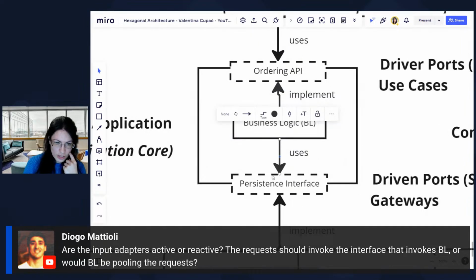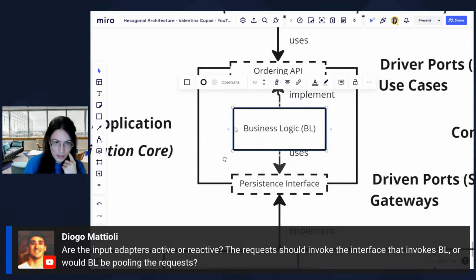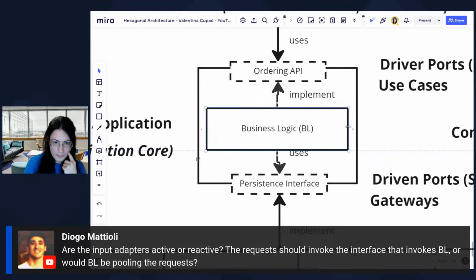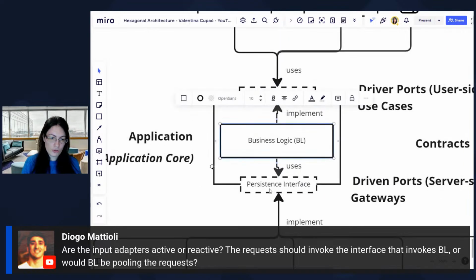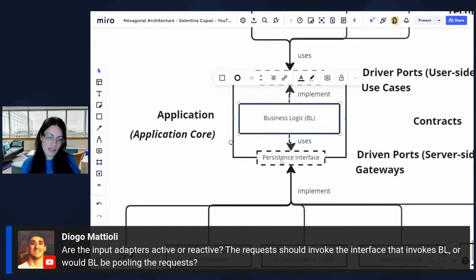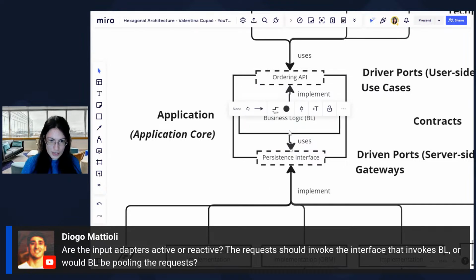Business logic is directly calling the persistence interface. So somewhere within business logic code, we have a call towards our persistence interface, which tends to be called repository. For example, order repository interface dot add order, order repository interface dot update order, dot delete order. So it is directly calling it.